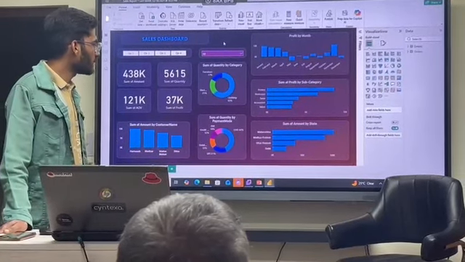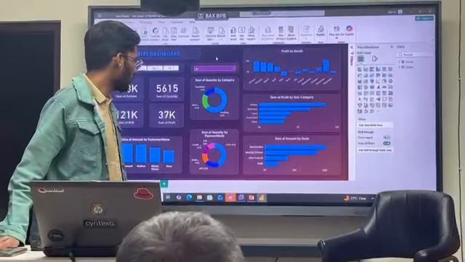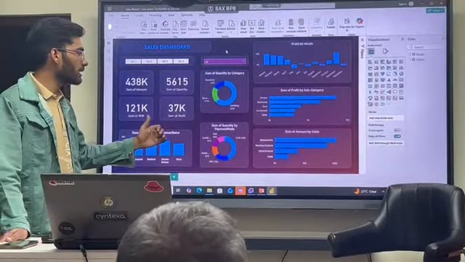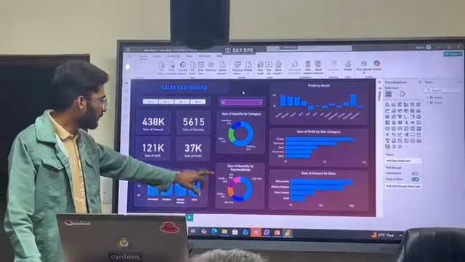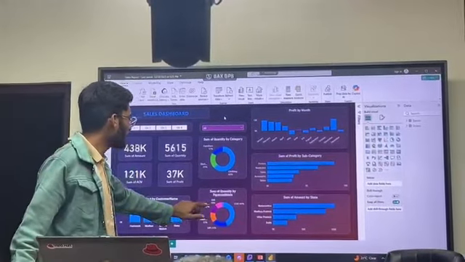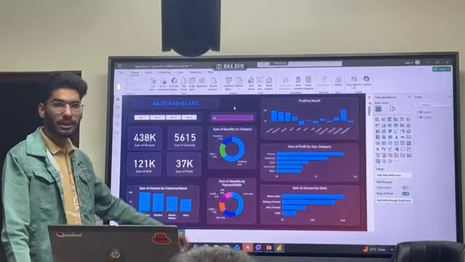Here is another donut chart, the sum of quantity by payment mode. It shows how the quantities are distributed in percentage by payment mode. We have four to five payment modes: cash on delivery, EMI, credit card, debit card, and UPI, and each one shows its percentage contribution.